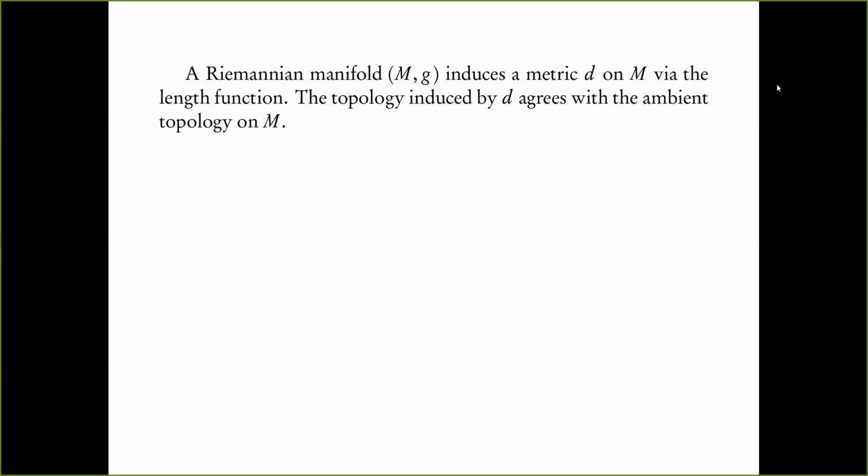Okay, and we have also seen that the topology induced by this metric d is nothing but the old topology on M that you start off with. So you're not creating a new topology by choosing a Riemannian metric and inducing a metric d. You get the same topology back.